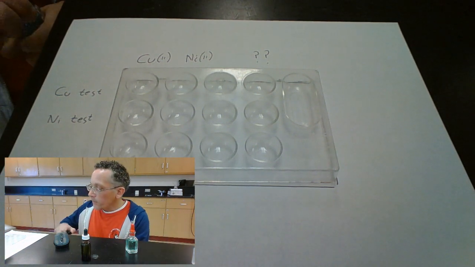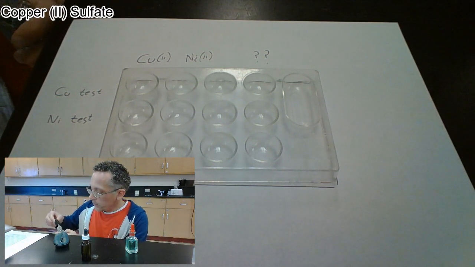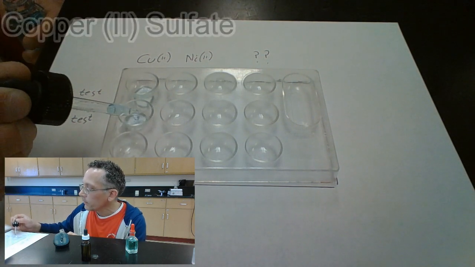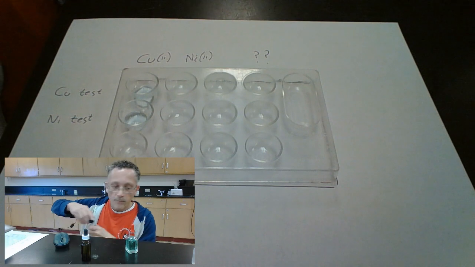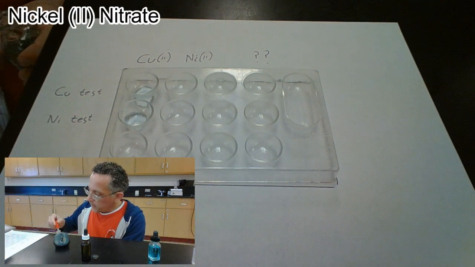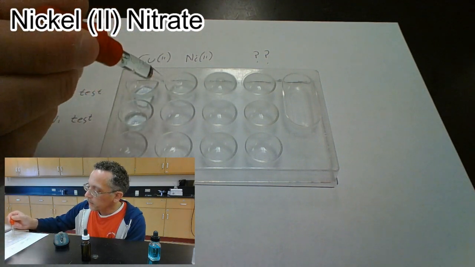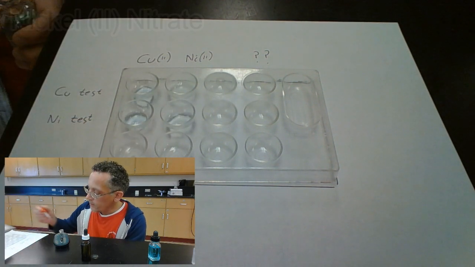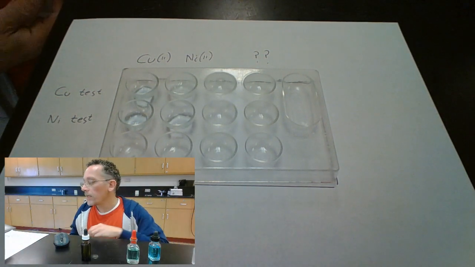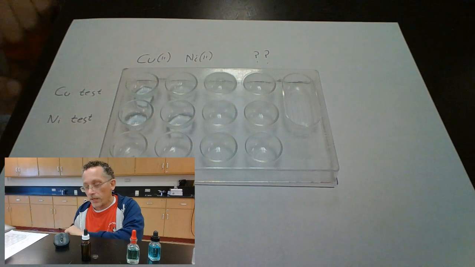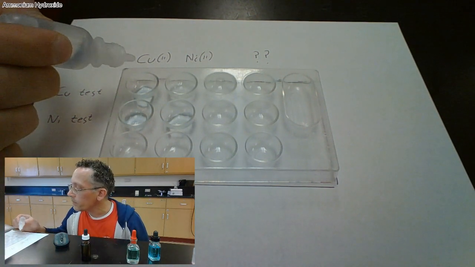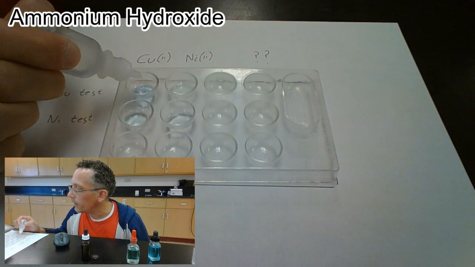Okay, so let me add some of my copper solution. This is the copper sulfate. I'm going to add a little bit in there. This is my nickel nitrate. I'm going to add it here. And here. And then let's do the copper test. I'm going to add ammonium hydroxide for the copper test here. I'm going to add a few drops into the copper compound, and let's see what happens.